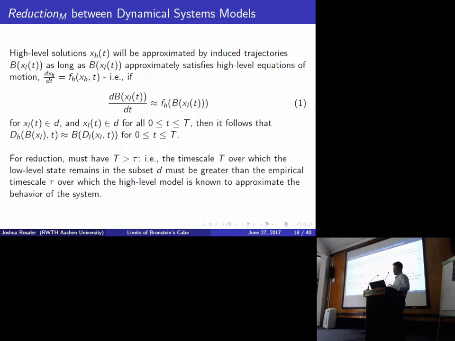So we want the low-level model's instantiation of the high-level structures to approximate the high-level dynamics in those cases, or over that time scale, where the high-level model actually works.